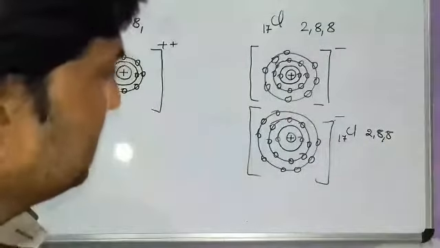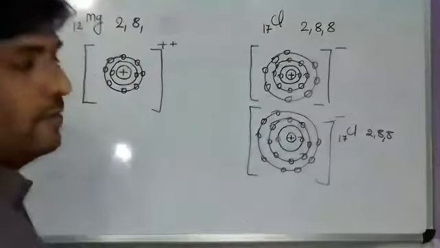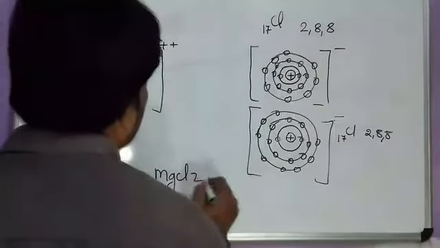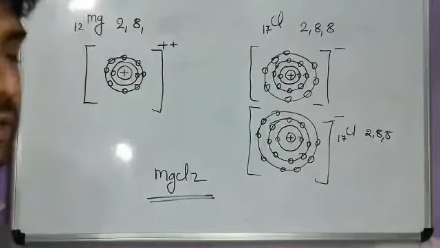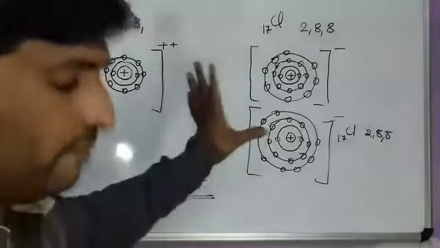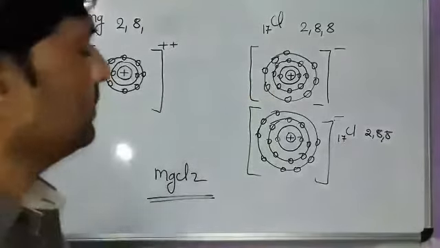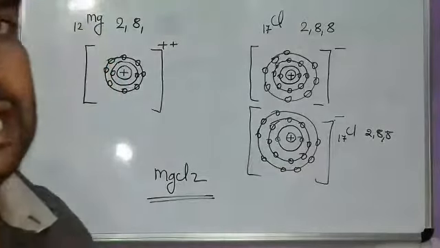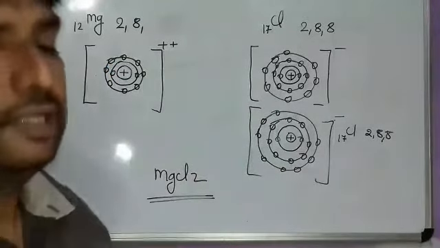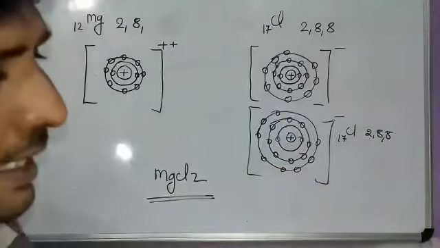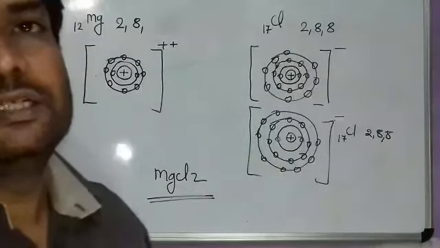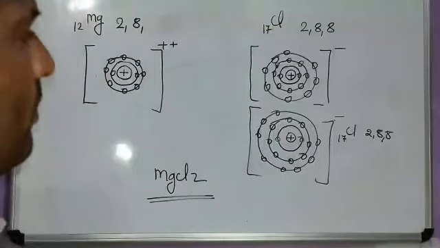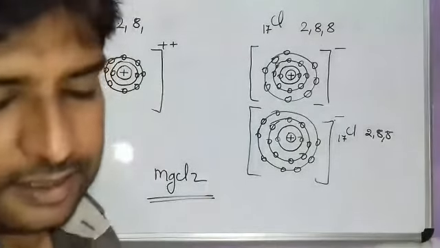Okay, stable configuration. So the compound formed is MgCl2, because 1 atom of magnesium and 2 atoms of chlorine combine together to form magnesium chloride by the help of an electrovalent bond or ionic bond. Ionic or electrovalent bond is found between metals and non-metals. Okay, clear? Thank you, student.